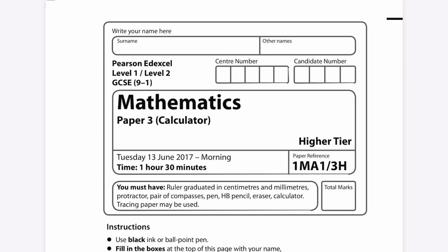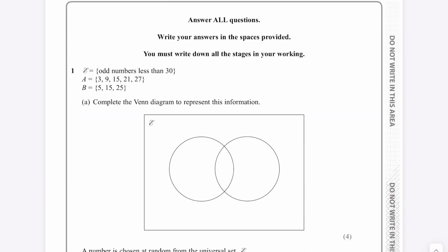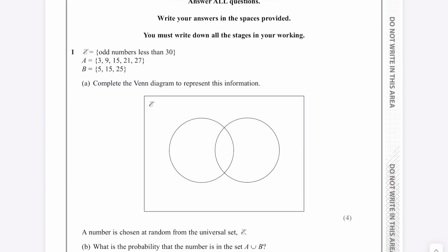In this video, I'll be going through June 2017 paper 3 higher. It's a calculator paper, so let's make a start. So question 1, we have been given a Venn diagram to represent some information. A number is chosen, so complete the Venn diagram to represent this information.